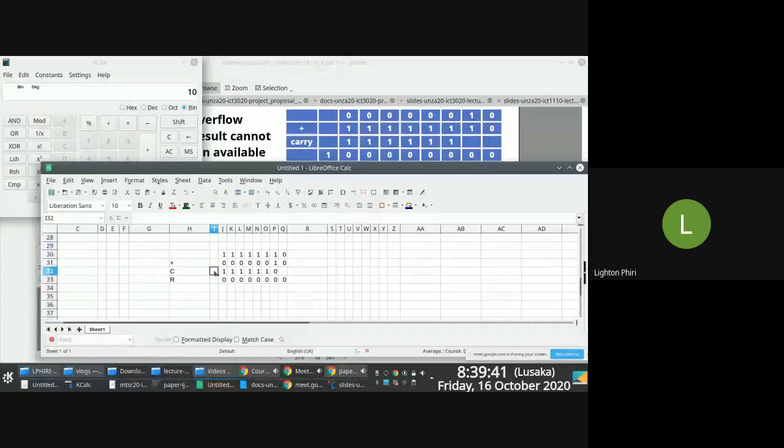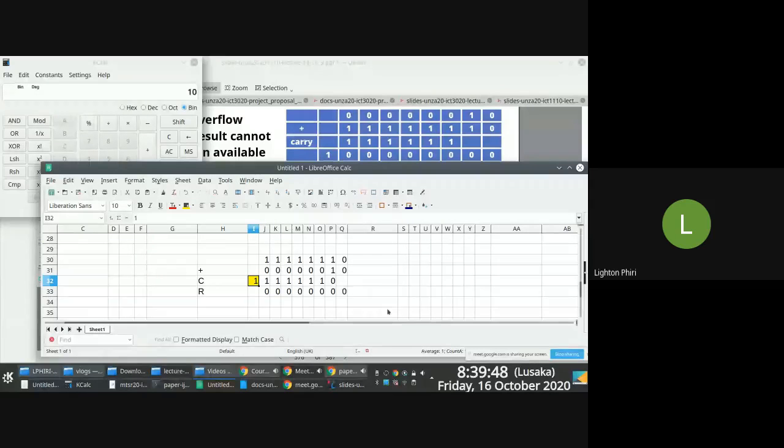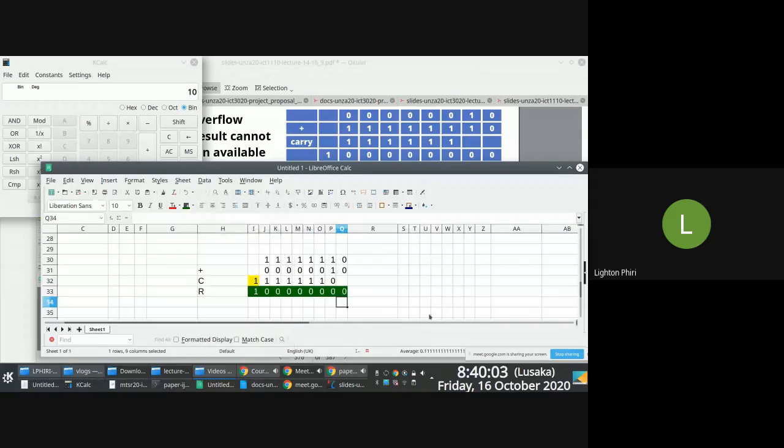What we have here, this thing that's highlighted in yellow, is what we are calling an overflow. Why is it an overflow? Because if we were to add it here, our answer is going to be 1, 0, 0, 0, 0, 0, 0, 0, 0. This thing that's highlighted in green is represented using how many bits? 9, sir. Yes, 9 bits.